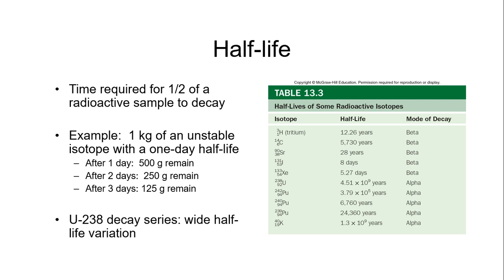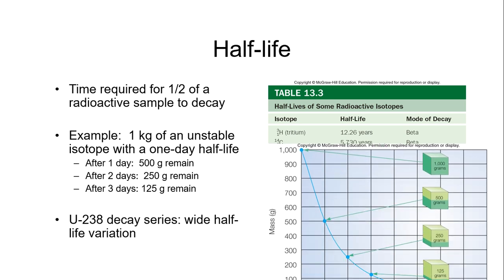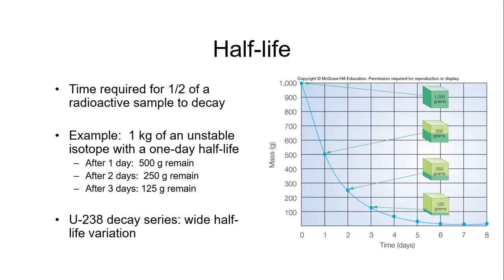Now let me give you a quick example of what happens to an isotope dealing with half-life. Let's say that we start off with 1 kilogram of an unstable isotope. And this particular isotope has a half-life of exactly 1 day. Now, what we mean by half-life is half of the material will decay. So after 1 day, we go from 1 kilogram to only having half a kilogram, 500 grams. The other half has already decayed.